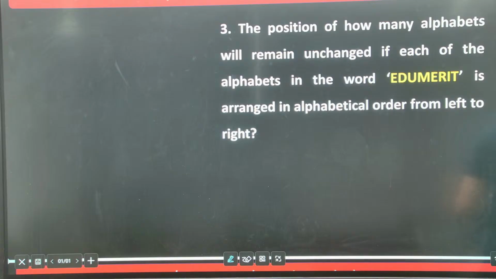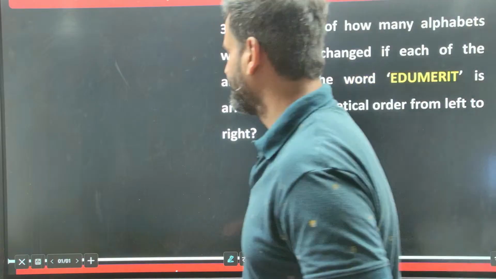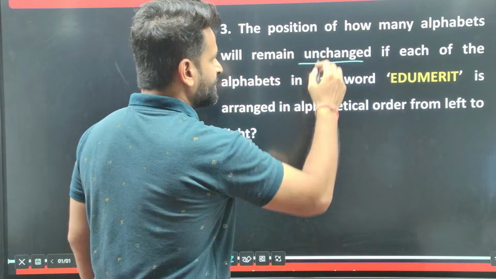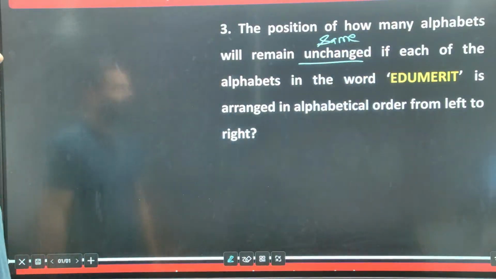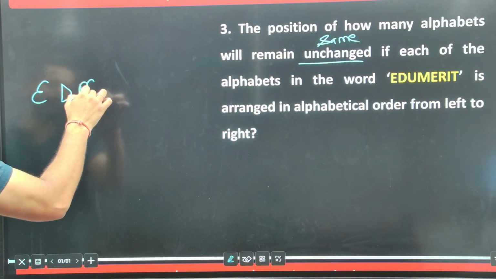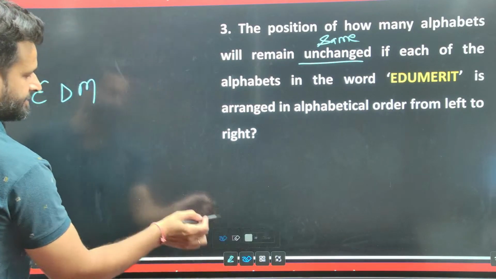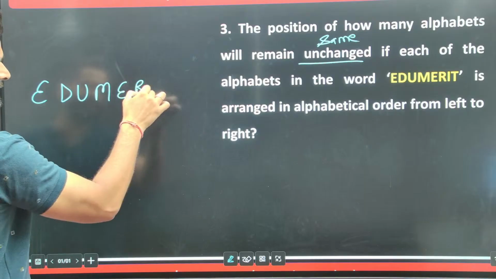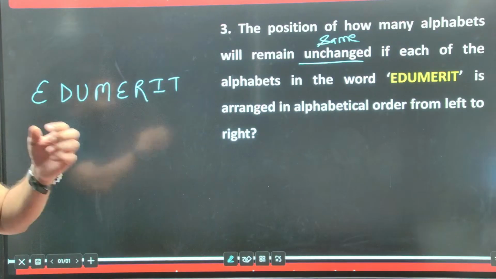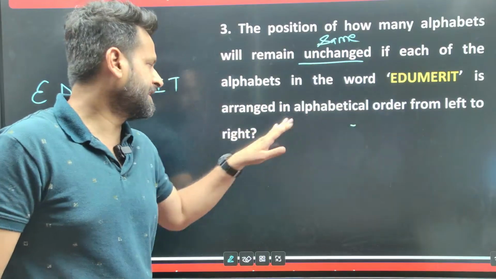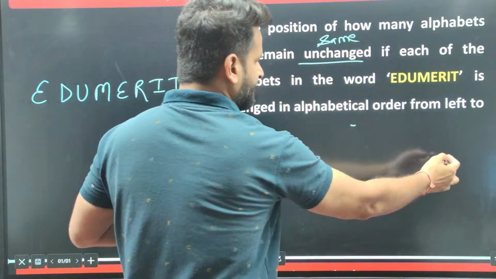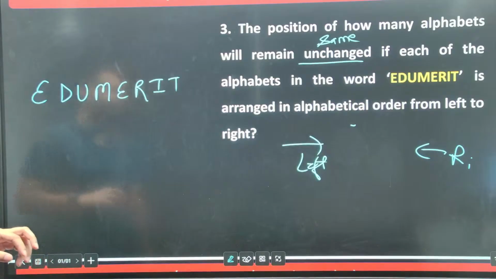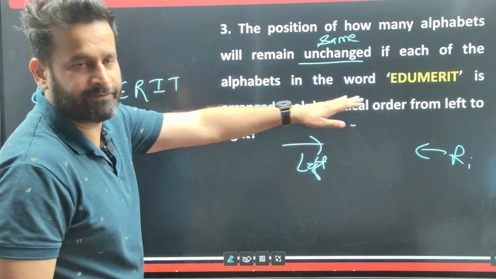Shall we start? Look. The position of how many alphabets will remain unchanged? Unchanged means same. If every letter in the word EDUMERIT is arranged in alphabetical order from left to right. Whenever you are writing, this is always your right hand and this is always your left hand. So all the letters are arranged in alphabetical order from left to right.